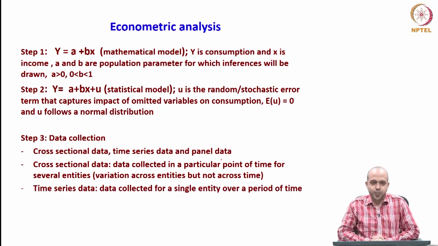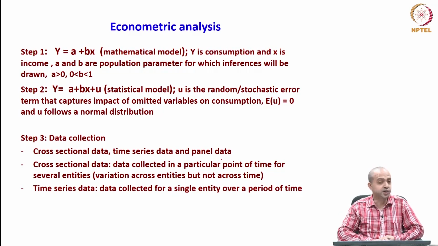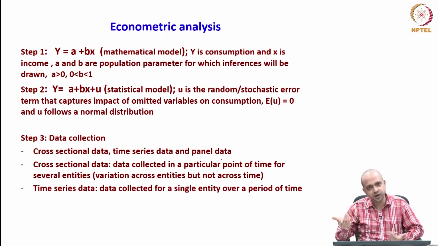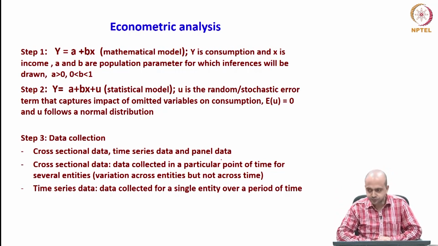Then time series data is just the opposite of cross section. That means here you have variation across time periods, but there is no variation across entities. Why? Because you are collecting data only for a particular entity, and that entity might be an individual, a state, or a country. And you are collecting the data on income and consumption for the same entity over a period of time, let us say for the last 10, 15 or 20 years. Then the data will become time series data.